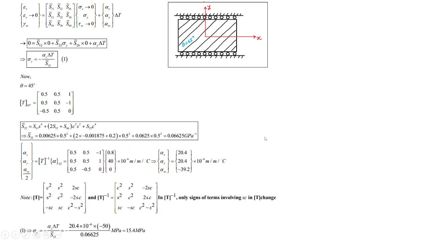Now the strain here is because of stress and also because of the temperature difference. So the total strain in the global axis will be equal to the compliance matrix into the stresses in the global axis plus the thermal coefficients in the global axis into the delta T.